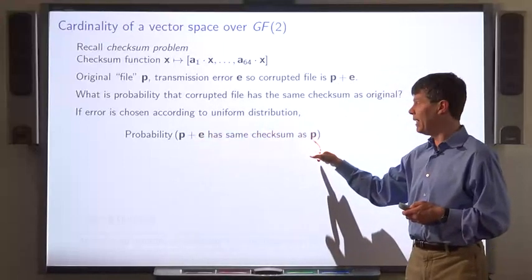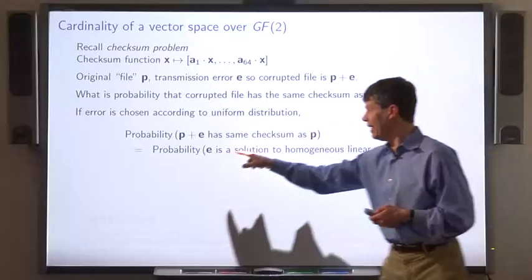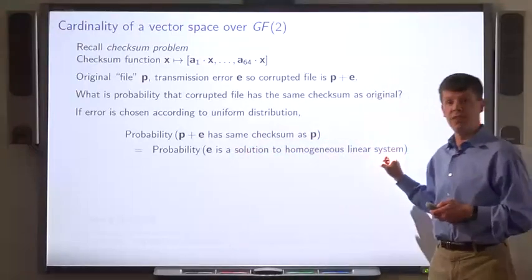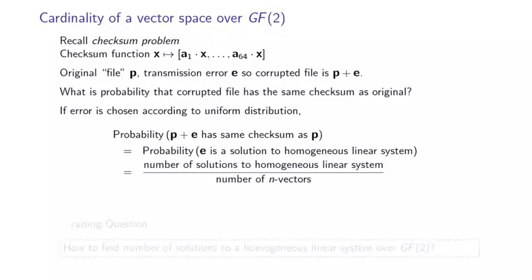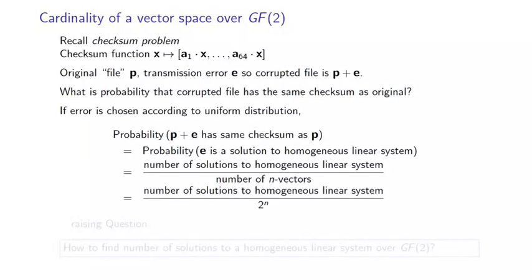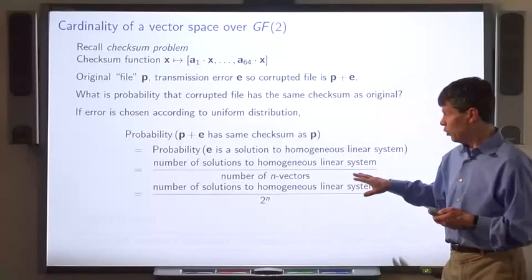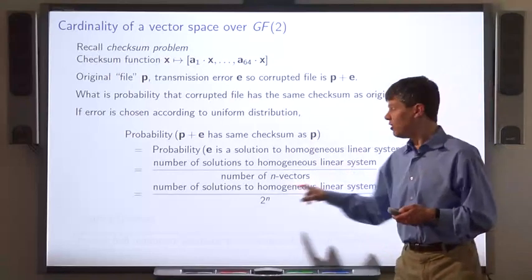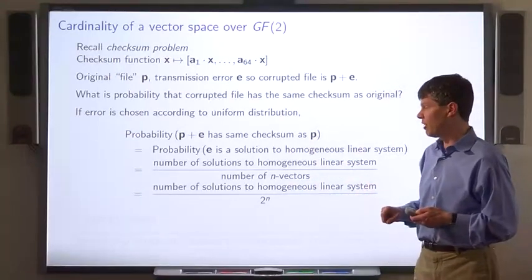And what we want to know is the probability that a corrupted file has the same checksum as the original file. Well, if this error is chosen according to the uniform distribution, the probability that P plus E has the same checksum as P is the same as the probability that E is a solution to a homogeneous linear system, which is equal to the number of solutions to the homogeneous linear system divided by the number of all possible vectors E, the number of n-vectors. Now we know the number of n-vectors is 2 to the n because there are n entries, each one can be 0 or 1. So in order to find this probability, we need to know the number of solutions to a homogeneous linear system.